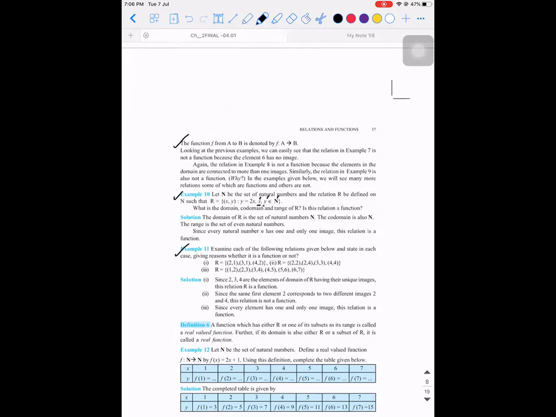Second one? No, sir, because 2 and 2 are repeating. So the second one is not a function. What about the third one? Yes, sir, the third is also a function. That's it.